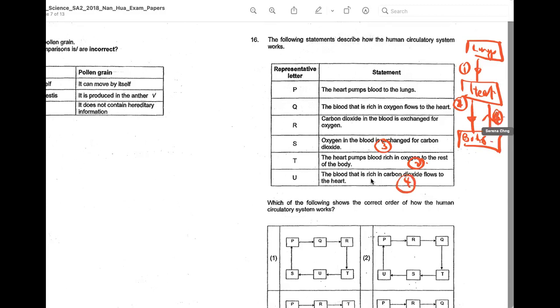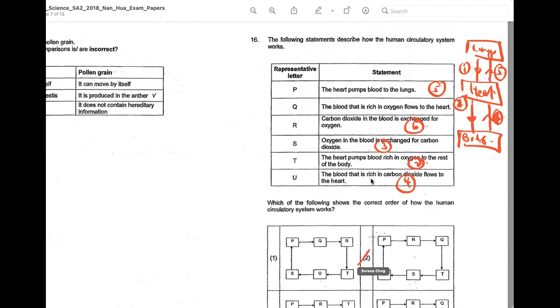Number 4. Okay, and then the heart pumps its blood to the lungs. Number 5. And at the lungs, gaseous exchange takes place. So carbon dioxide that's in the blood is exchanged for oxygen. Okay, so answer is 2.